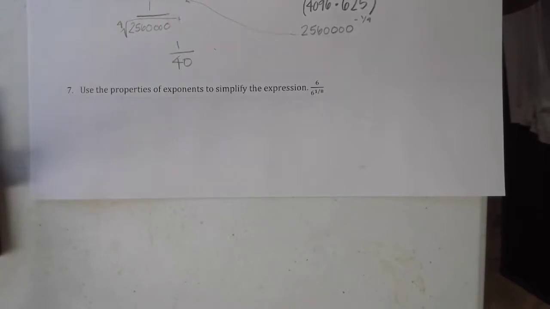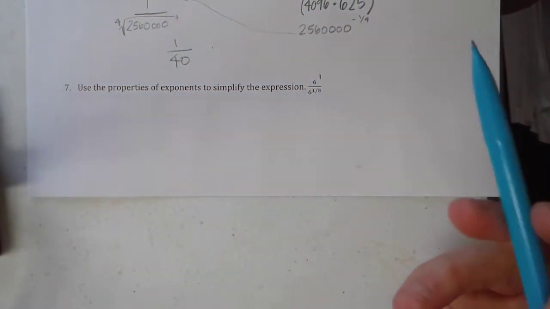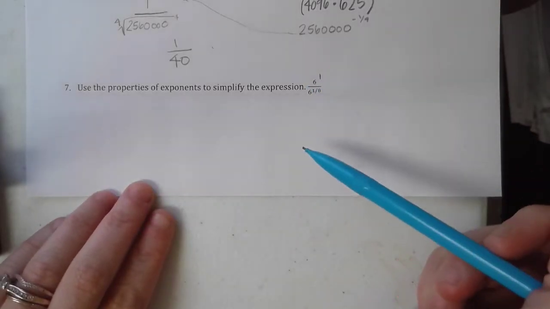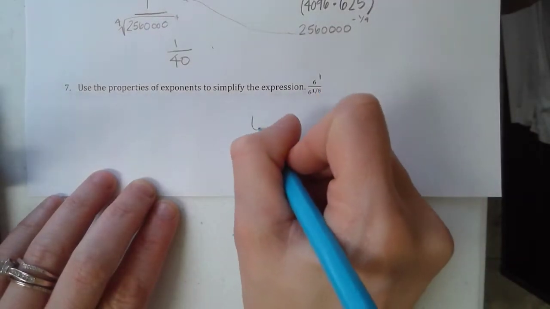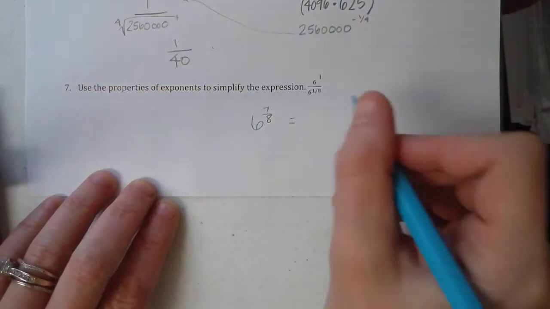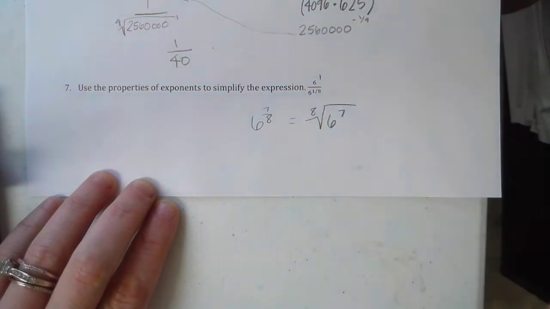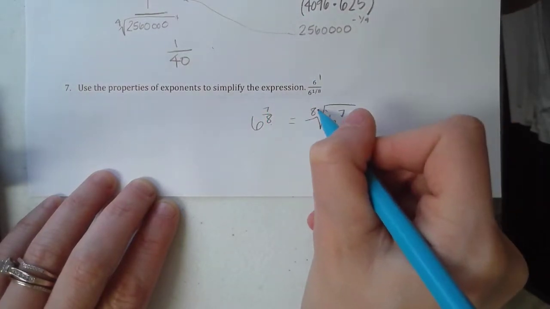For number 7, notice you have the same base and we are dividing. And so, since we're dividing, dividing means you subtract your exponent. So if you subtract 1 minus 1/8, you should get 7/8. So if we just simplify this, this will be 6 raised to the 7/8 power. If you want to put it under the radical, then this will be the 8th root of 6 to the 7th power. Remember, the top number goes inside, the bottom number goes outside.